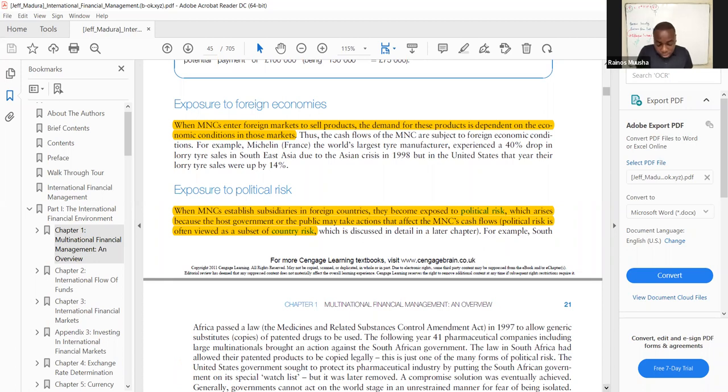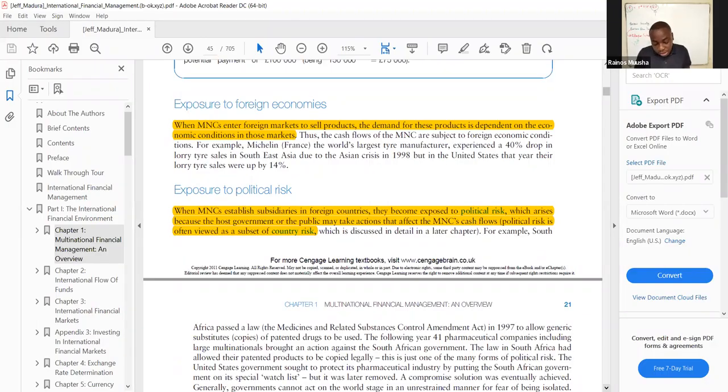Then there's also exposure to political risk, where they say when multinational corporations establish subsidiaries in foreign countries, they become exposed to political risk, which arises because the host government or the public may take actions that affect the multinational company's cash flows. Political risk is often viewed as a subset of country risk as well.